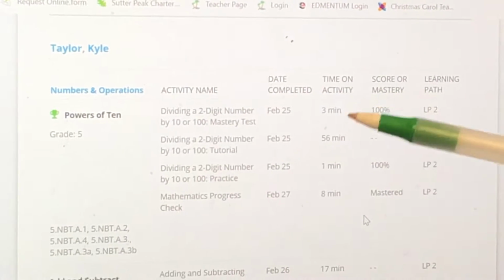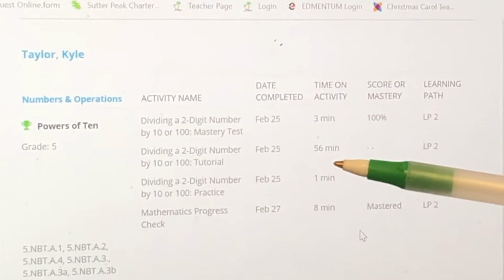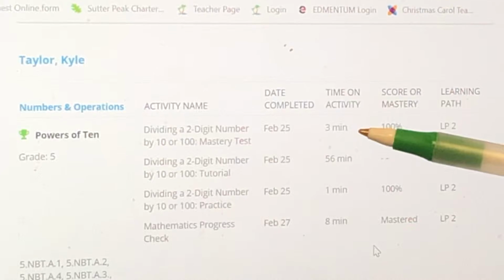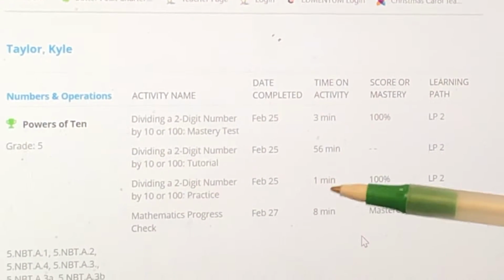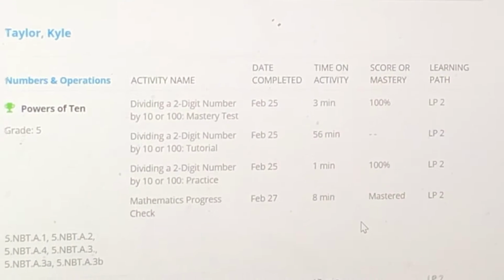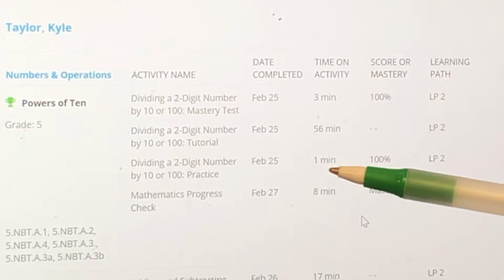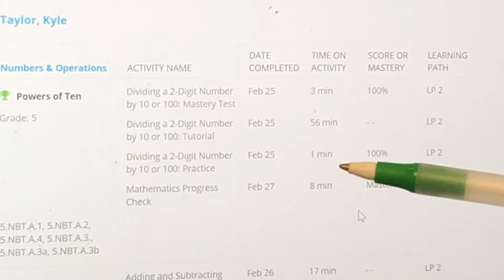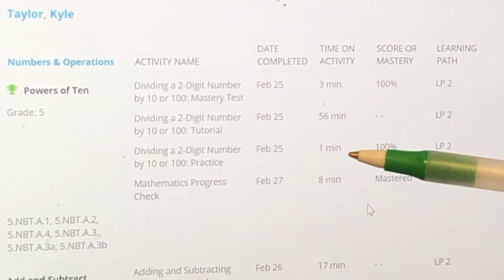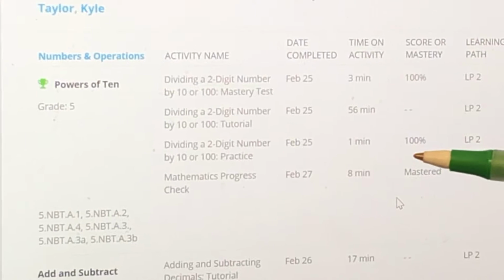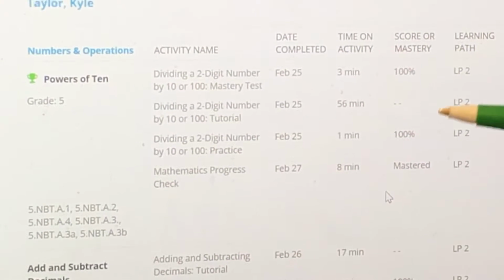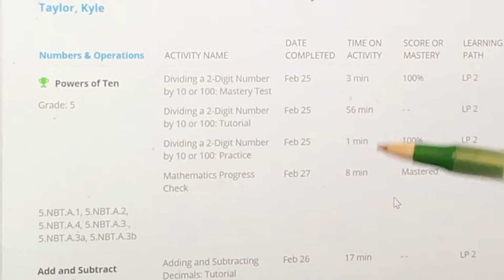He did great on the lesson, spent some time on the tutorial, which is always good. Spent a little less time on the mastery test. The practice didn't take much time, although the 1 minute will be the last time he did the practice. He may have done that a couple of times, and then eventually got really good at the practice, and it only took him a minute to get through it to get a perfect score. My students often redo things so that they can get a better score.